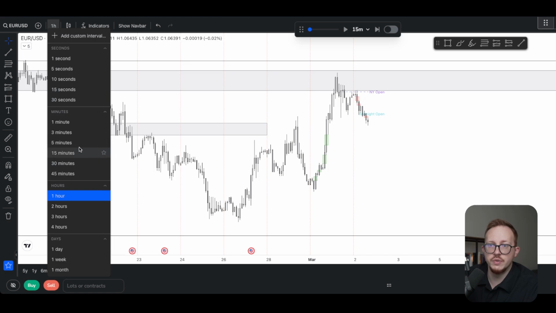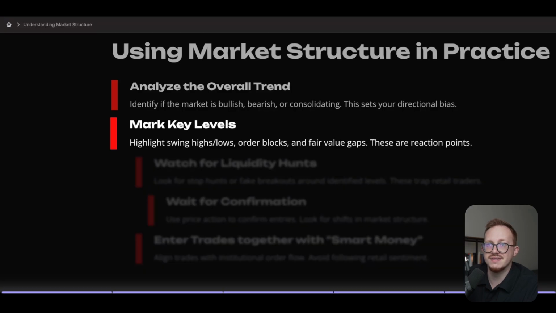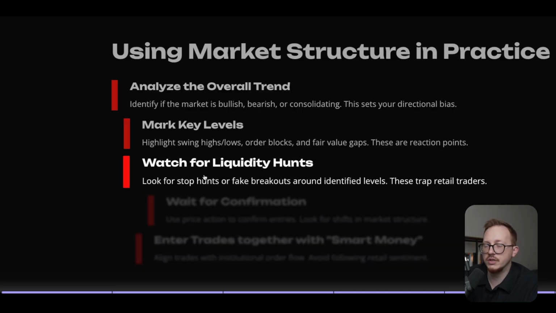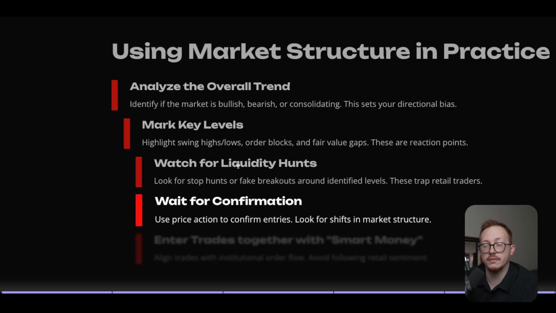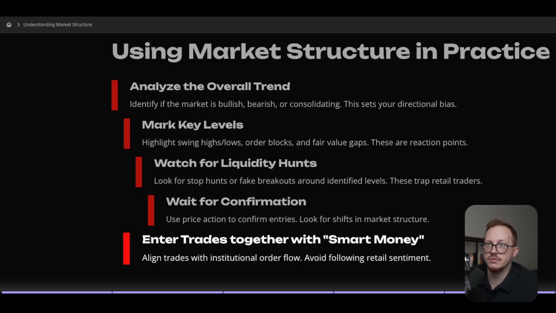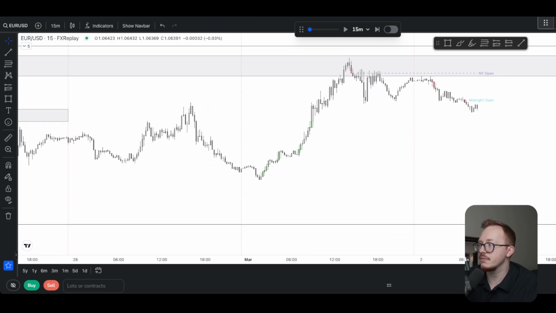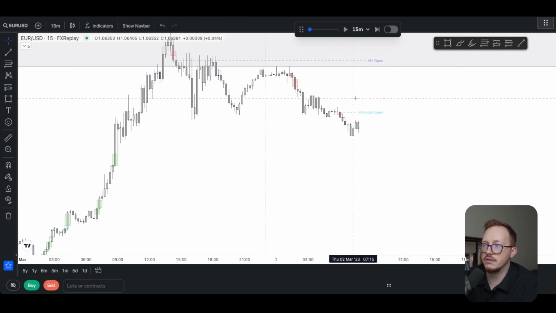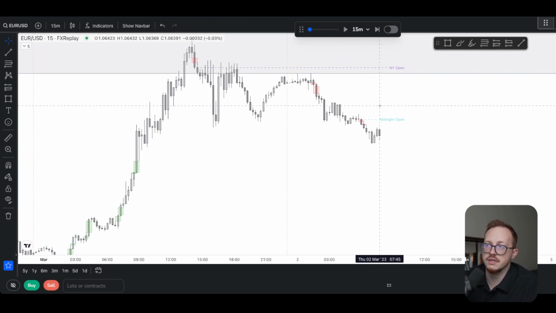So what I want to do is I want to go in the 15 minutes, because that's the next step. And we want to watch for liquidity hunts, right? Look for stop hunts or fake breakouts around identified levels, and these will trap retail traders. We want to wait for that confirmation, and then we want to enter the trades together with smart money. So right now we want to see, first of all, that liquidity hunt, then we want to see that confirmation.